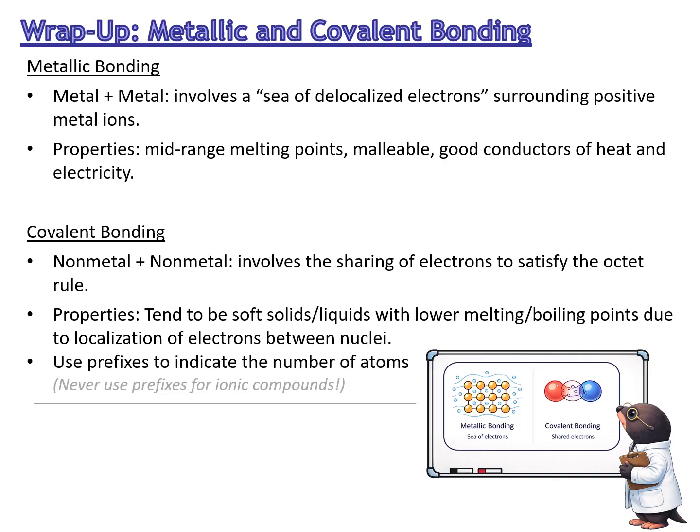For naming, you want to use prefixes only for covalent bonding, to indicate how many you have. And remember, you never ever use prefixes for ionic compounds. So that's going to be anything with either metals or a polyatomic ion present.